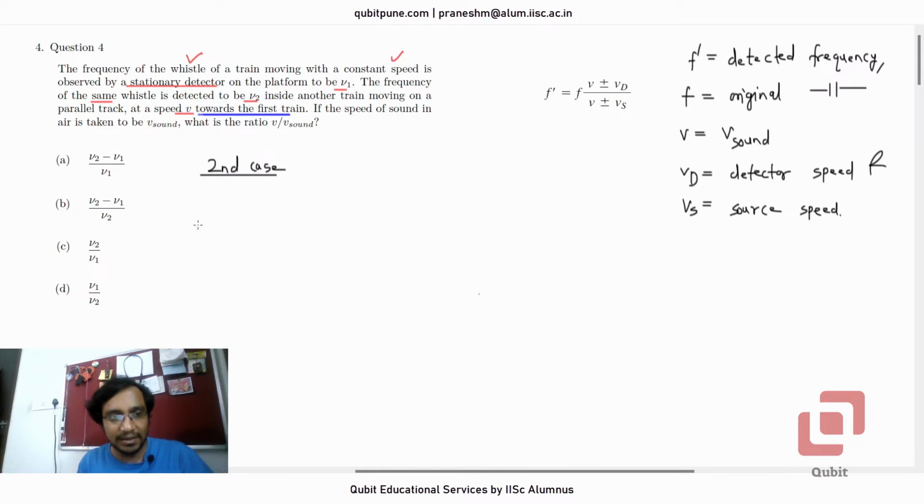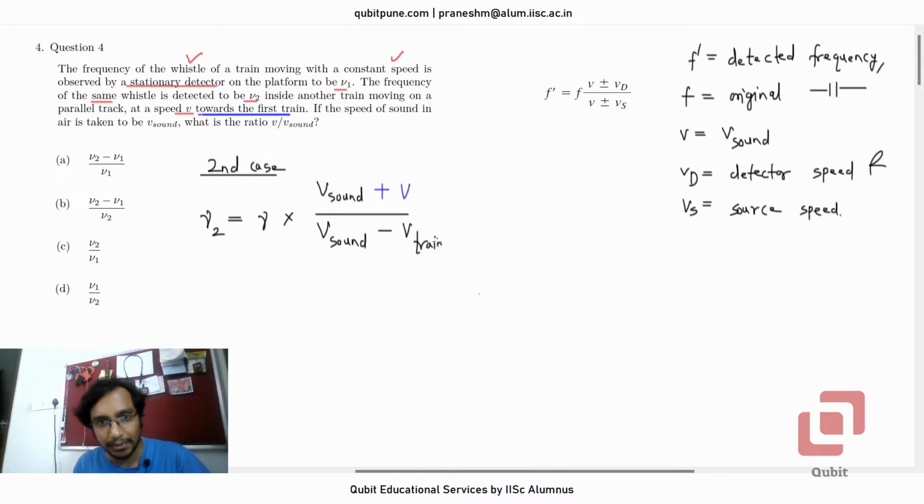Okay, so in this case, if we decide to apply the formula, then nu2 will be equal to nu, that is the frequency of the whistle, into v sound. Now note that the detector is moving towards the source, so we must consider it to be positive. And in this case, what is the detector speed? That is the speed of the second train, right? Speed v upon v sound minus v source. Okay, so let us now call it v train because we don't know about it.